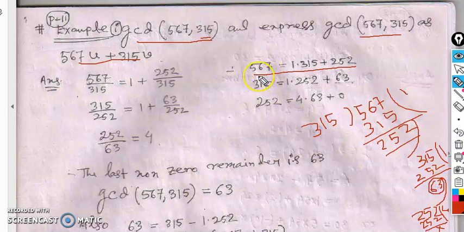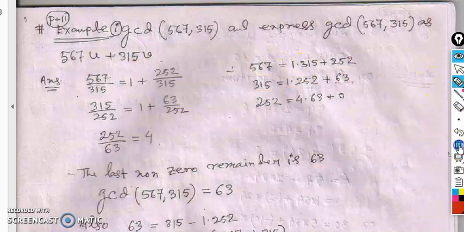Here we write the representation using the division algorithm. 567 equals 1 into 315 plus 252. Next we divide 315 by 252: that is 1 into 252 plus 63. Next we divide 252 by 63: it is 4 into 63. When the number is exactly divisible, the last nonzero remainder is the GCD. Here the least nonzero remainder is 63, so the GCD is 63. The next portion is how to express this in the form of the linear combination.